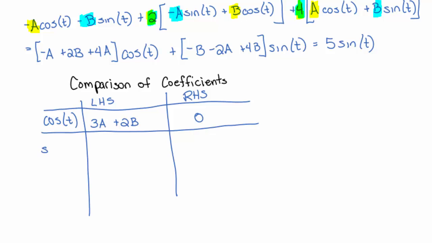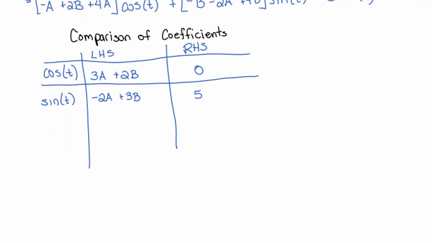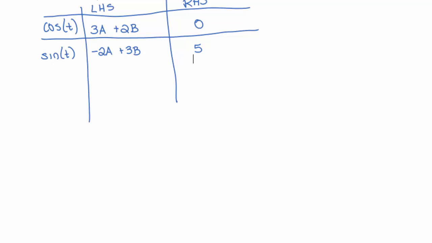And compare the coefficients of sine of t. On the left-hand side, we have a negative 2a, and we have a positive 3b. And on the right-hand side, the coefficients of sine, 5. All right, that's a system of equations. We can actually find out what a and b are based upon the system of equations, which is all the way back to our algebra days, right?